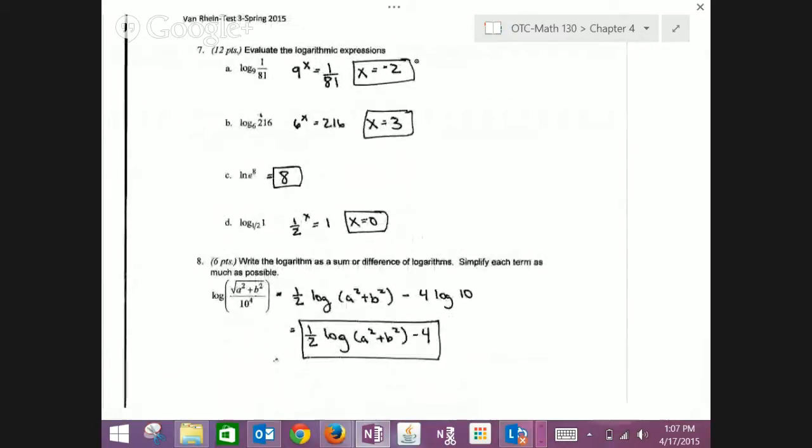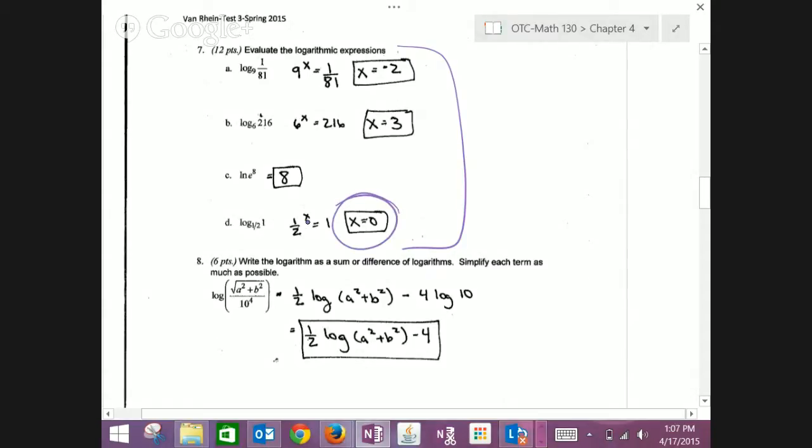Third page, you should have gotten full credit on this because you could plug it in your calculator. You could hit log of 1 over 81 divided by log of 9 and get minus 2. Or you could ask, what do I need to raise 9 to get 1 over 81? A lot of people missed this one. A half to the 0 is 1. You could have plugged it in your calculator. So it was all or nothing on these 3 points each.